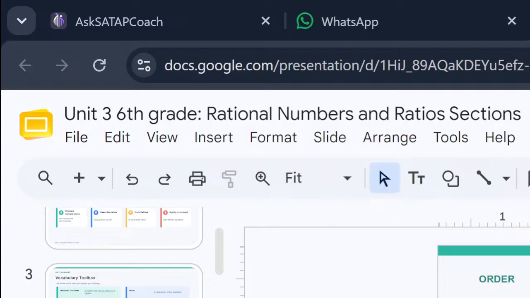Strategy two: order on a number line. Numbers farther right are greater, so they are ordered from least to greatest: 35%, 0.4, 3 over 8, 1 over 2. So 35% is less than 3 over 8, 3 over 8 is less than 0.4, and 0.4 is less than half.